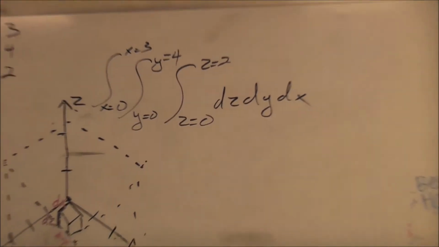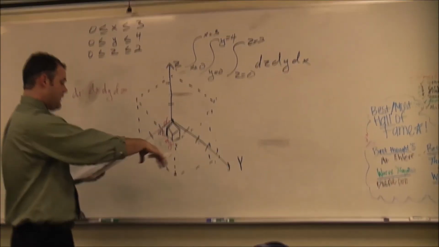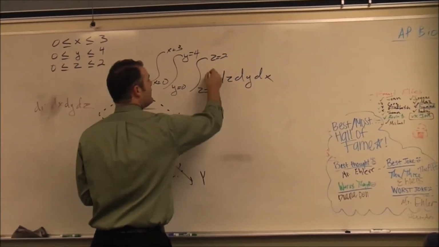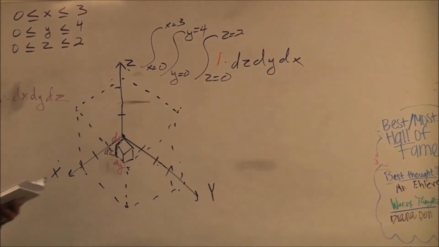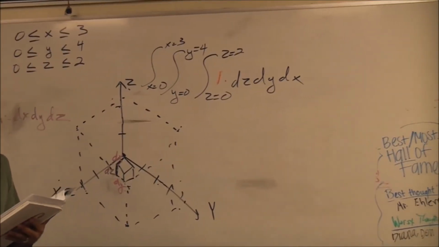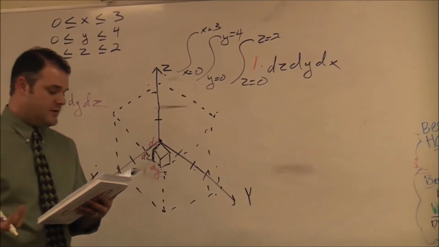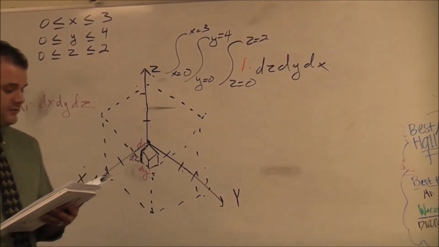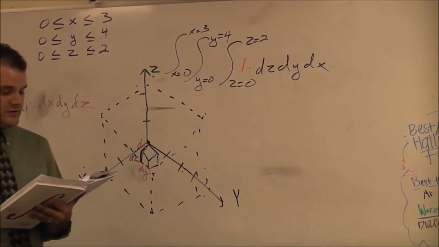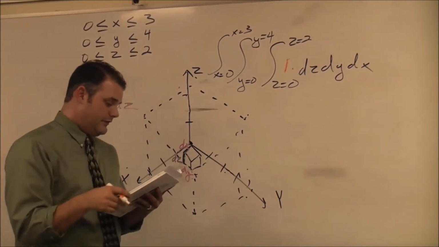To evaluate this, first we're taking the integral with respect to z. We don't have anything written under here, but we can assume that there is a 1 there, because dz times dy times dx is the same thing as 1 times dz times dy times dx. So what's the value of this integral? You evaluate that from 2 to 0. And notice when we just took the integral with respect to z, we ended up with a double integral.